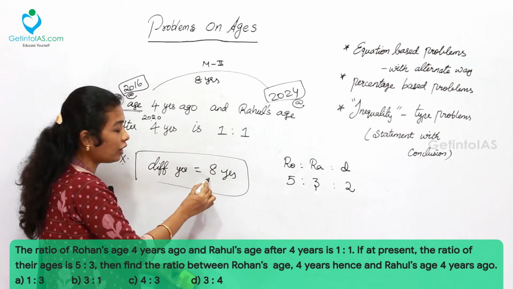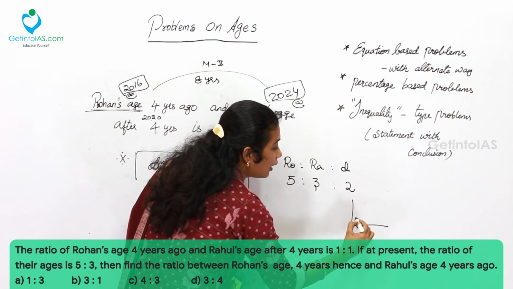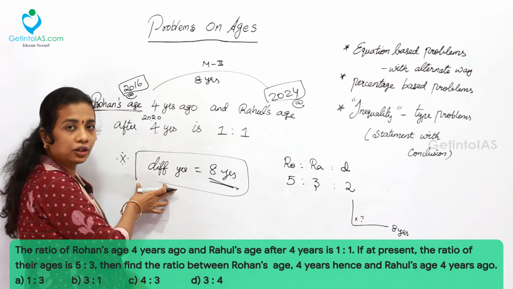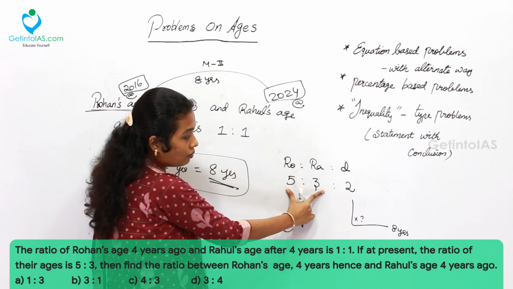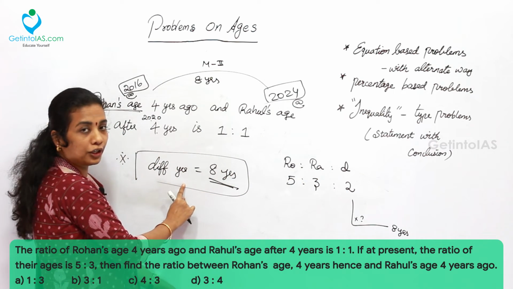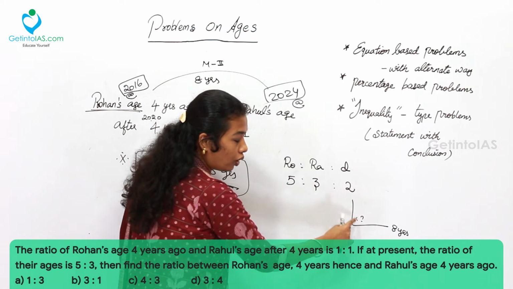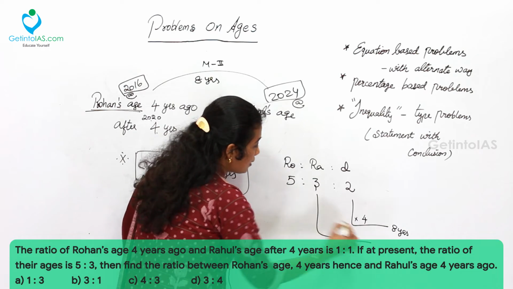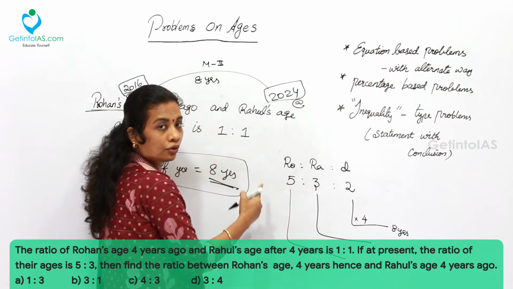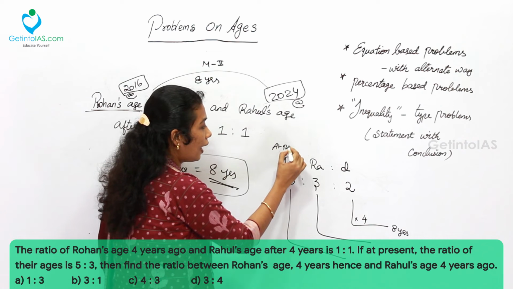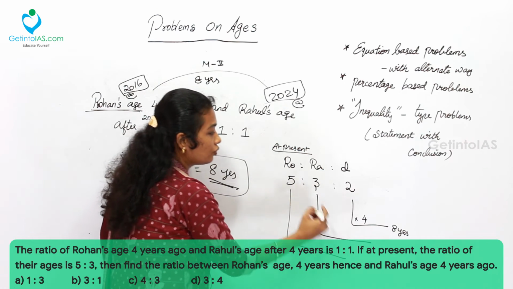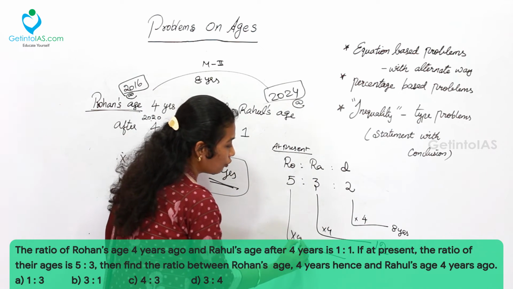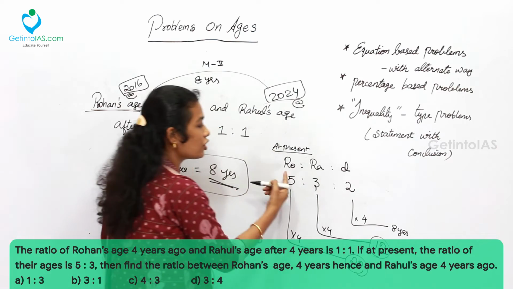This 2 units corresponds to 8 years. Simply I am writing 2 units is equal to 8 years. As the difference is given here, the difference of 2 units from the ratio will correspond to 8 years. So 2 into what is equal to 8 years? 2 into 4 is 8 years. So what is Rahul's age and Rohan's age at present? These are all at present. Don't forget it. So 3 into 4 is 12 years. 12 is the present age of Rahul and 5 into 4 is 20. 20 is the present age of Rohan.